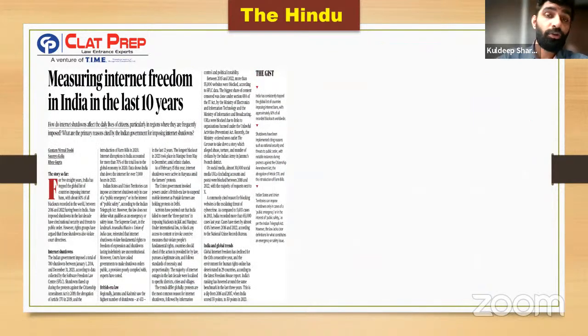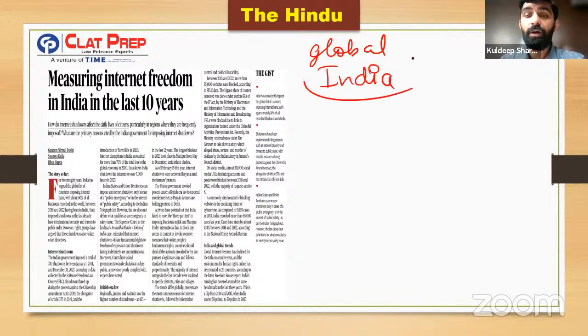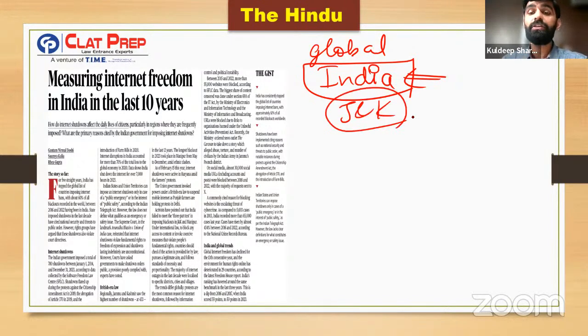Now let's move to the next news item, again from the editorial section. There have been certain reports wherein reporters have calculated the level of internet freedom in India in the last 10 years. One striking observation is that in the last 10 years, at the global level, the top country which has seen the most internet shutdowns has been India. And in India, it is the state of Jammu and Kashmir which has seen the most internet shutdowns in the last 10 years.